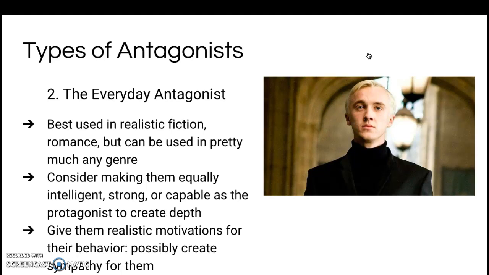There's also the everyday antagonist. These are best used in realistic fiction or romance, but can be used in pretty much any other genre. Consider making them equally intelligent, strong, or capable as the protagonist to create some depth.